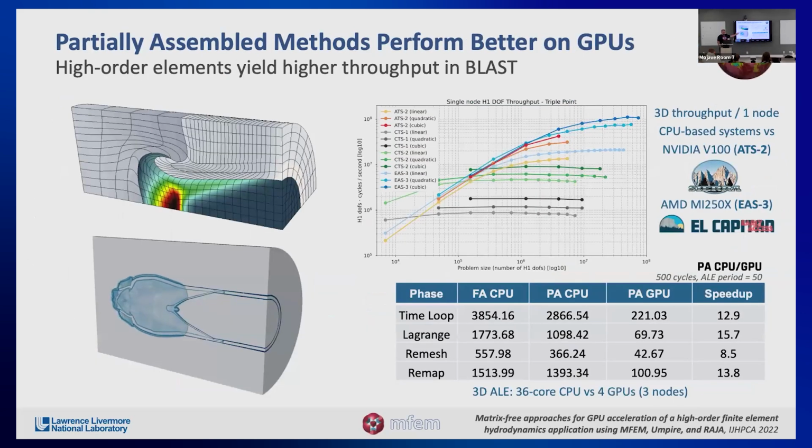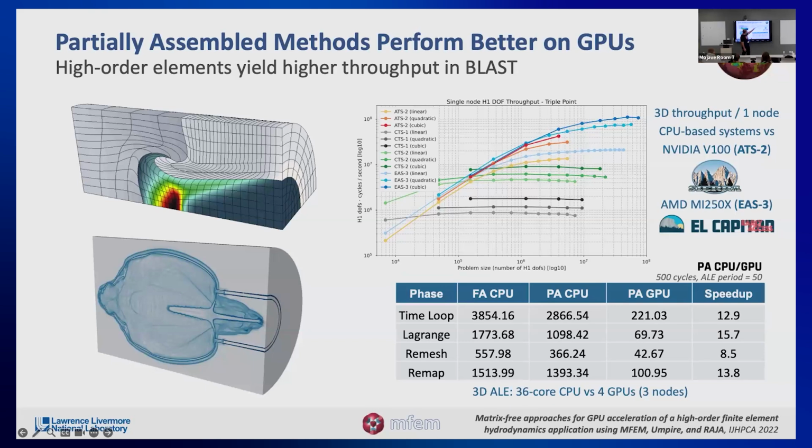Here's how this impacts our codes. This is the BLAST code, and some test problems from the BLAST code. These curves are on different architectures. These flat curves here, CTS, this is a CPU system. ATS and EAS are GPU systems, and ATS2 is our current system, Sierra. EAS3 is an early access system to El Capitan using the AMD MI250X GPUs, and you can see it gets much bigger performance, a kind of similar plot.